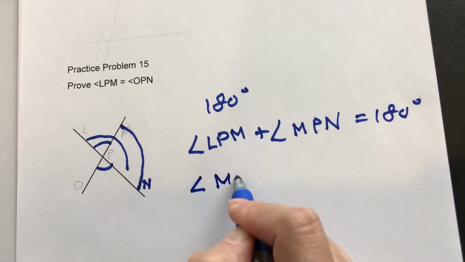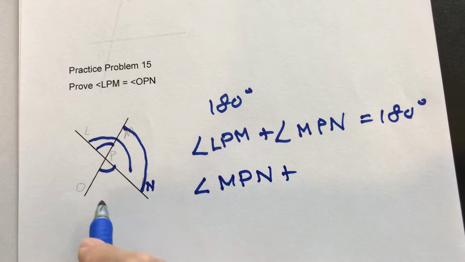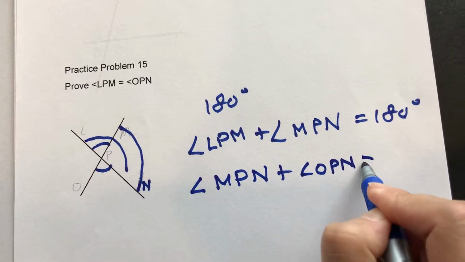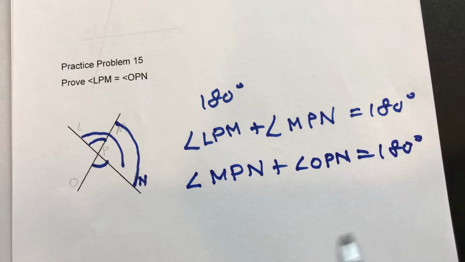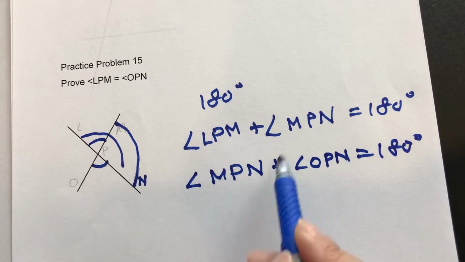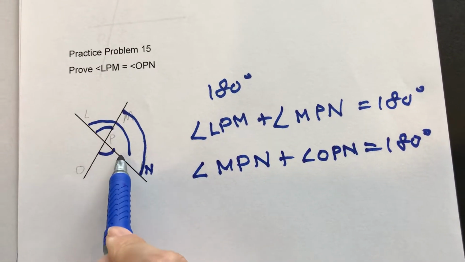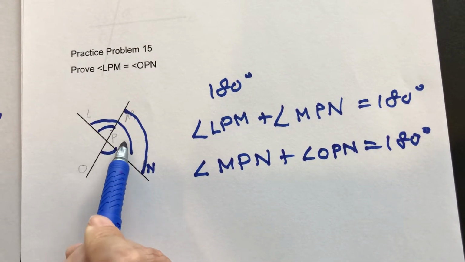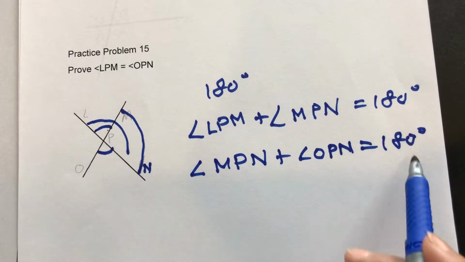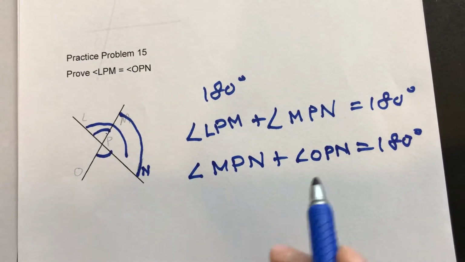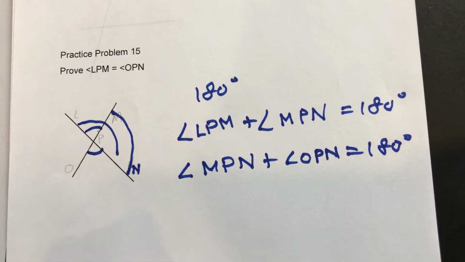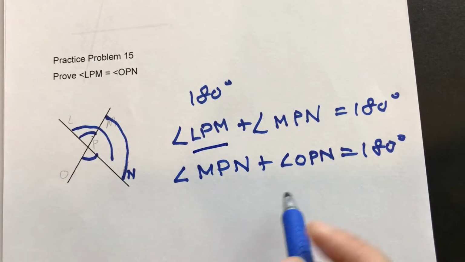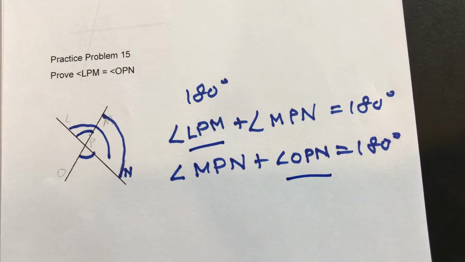And let's look at this straight angle. This angle MPN plus OPN is also 180 degrees. We can see that these two additions have the common angle in between. So this angle plus this angle, and that angle plus this angle, both equal the same number. Since the middle angle is the same and they sum up to the same number, LPM must equal OPN.